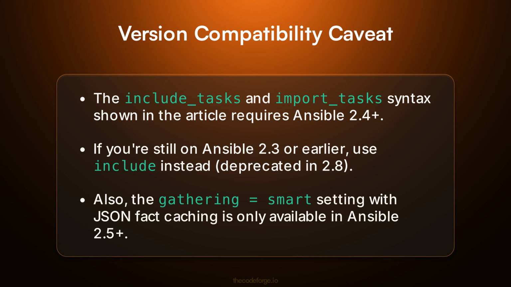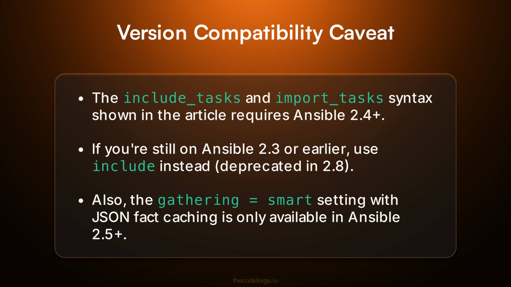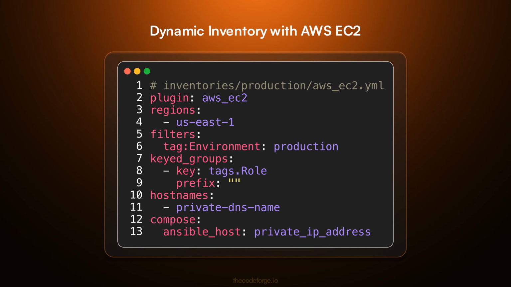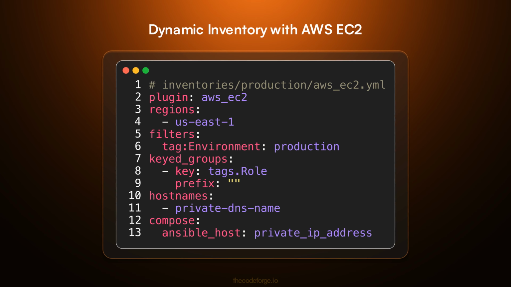The include_tasks and import_tasks syntax shown in the article requires Ansible 2.4+. If you're still on Ansible 2.3 or earlier, use include instead, deprecated in 2.8. Also, the gathering equals smart setting with JSON fact caching is only available in Ansible 2.5+. The article mentions dynamic inventory, but doesn't show how to use it. Here's a minimal example using the aws_ec2 plugin to automatically discover Elastic Compute Cloud instances based on tags.